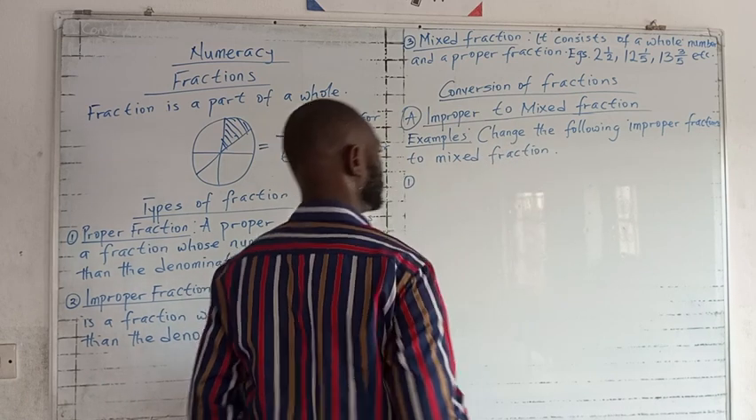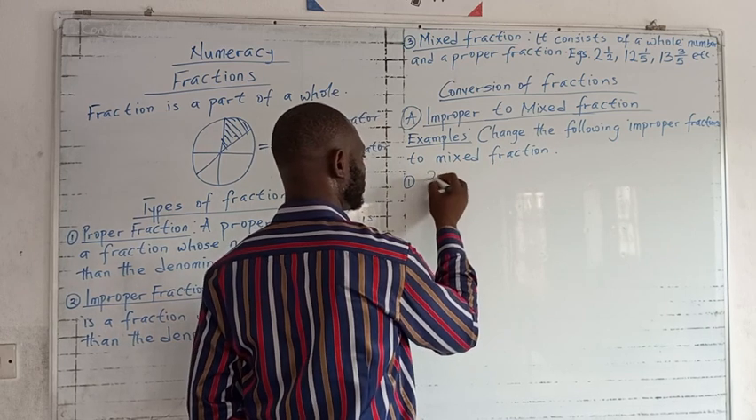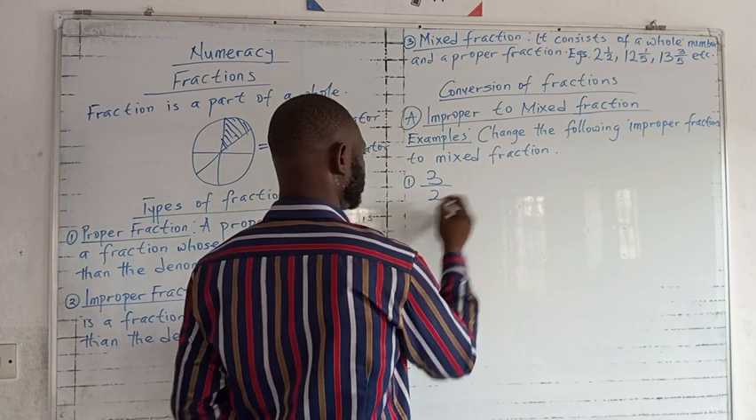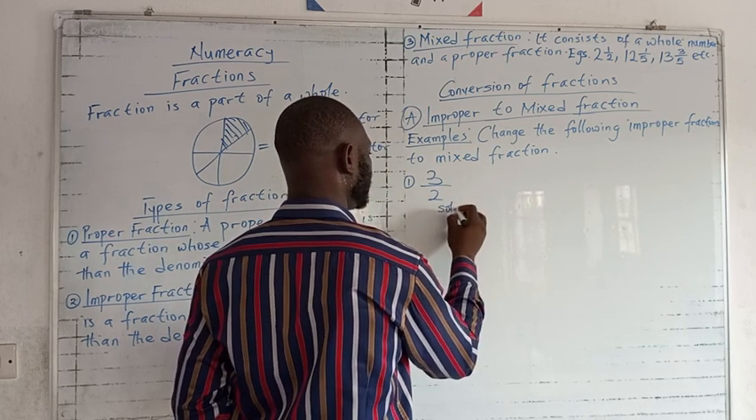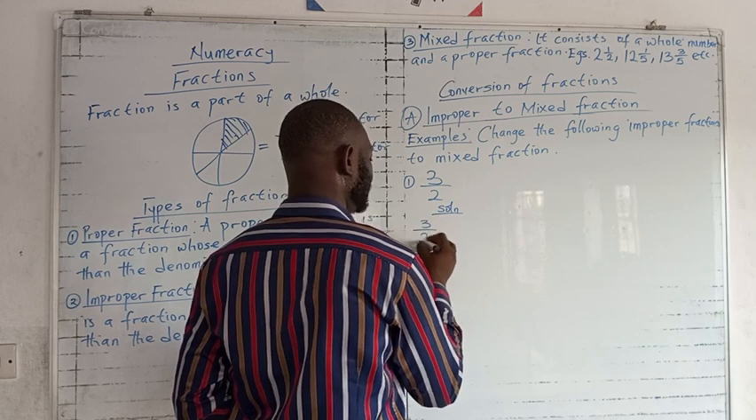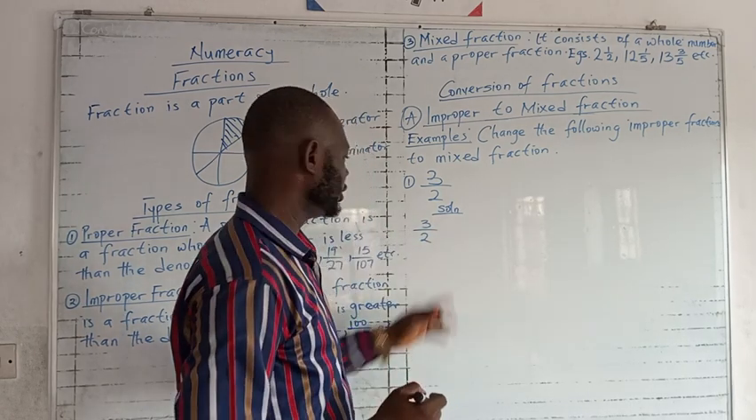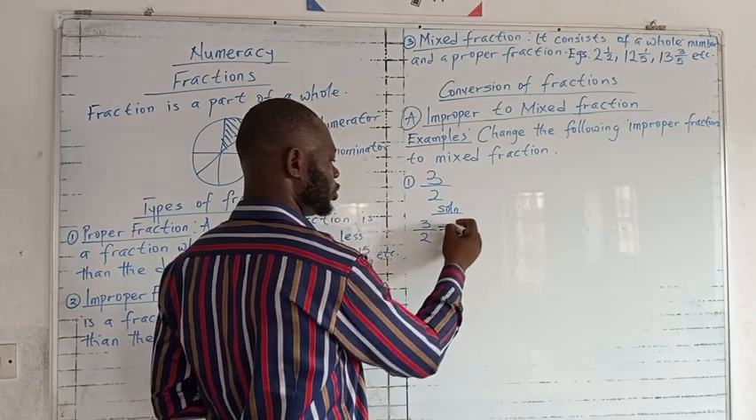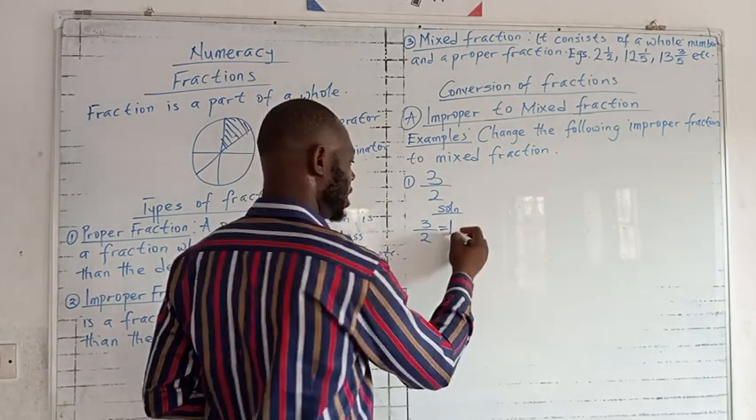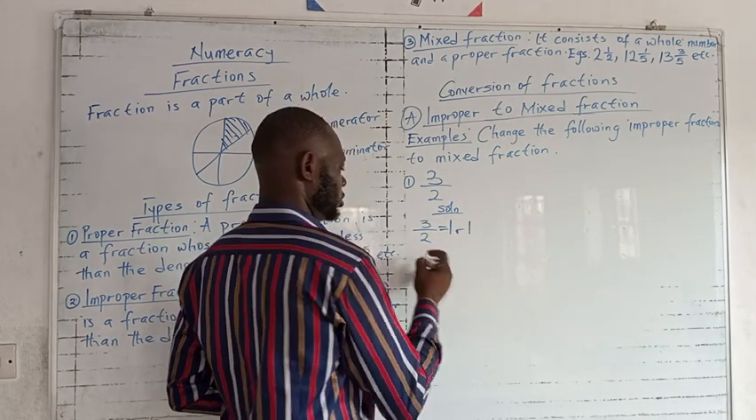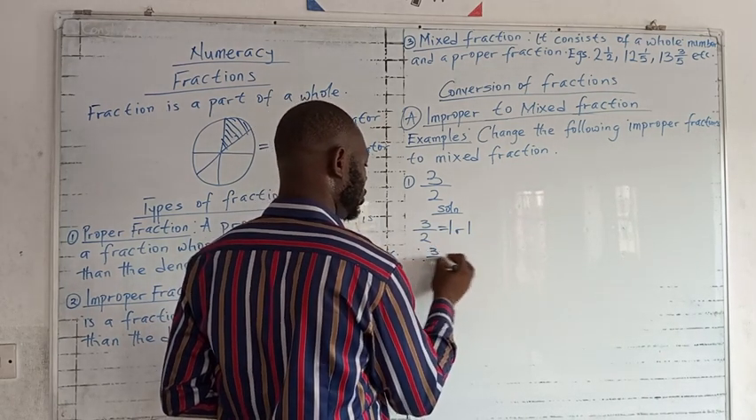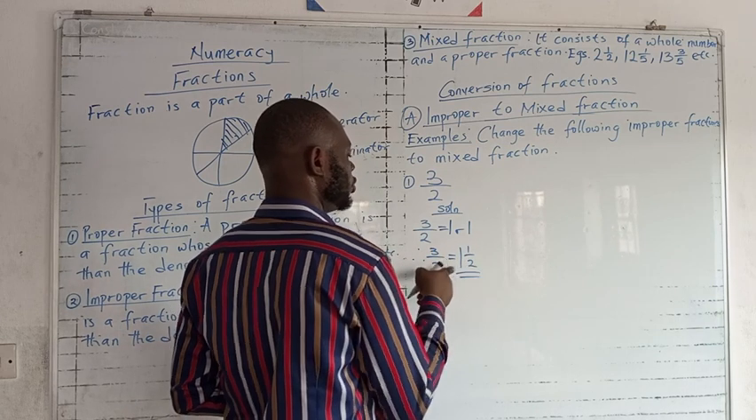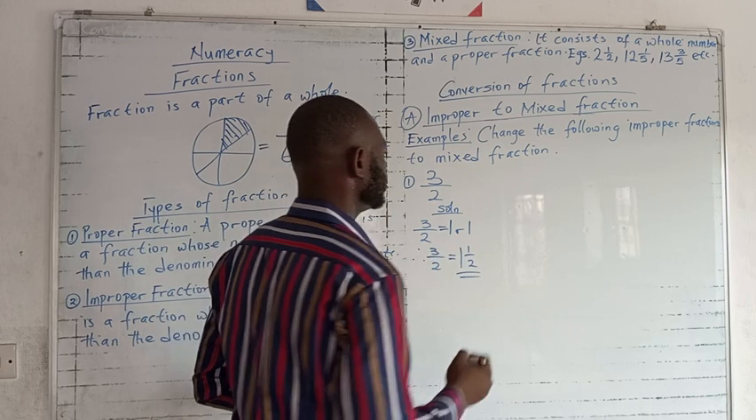Number 1. Let's say we have 3 over 2. To solve this, we simply divide 3 by 2 and find the quotient and the remainder. Now 3 divided by 2 is what? 1, remainder 1. Therefore, 3 over 2 is the same thing as 1 whole number 1 over 2. Quotient whole number, remainder over 2.